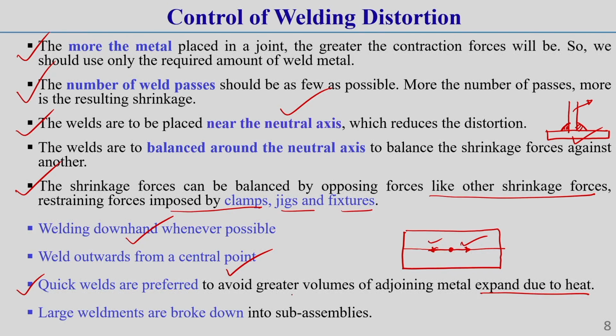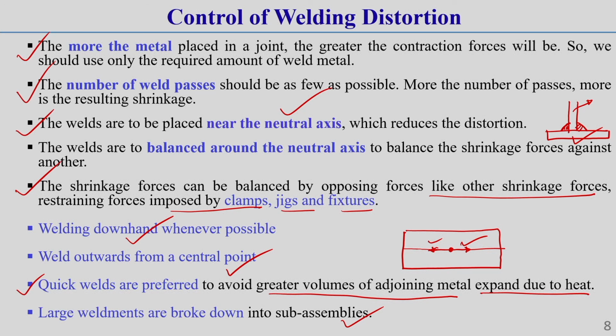That is what I have written here, that means quick welding is preferred to avoid a greater volume of adjoining material expanding due to heat. Now, another point you should keep in mind to control distortion: larger weldments should be broken down into subassemblies. So, instead of doing a very large weld at a time, make it small parts and do the welding, after that you assemble them together.